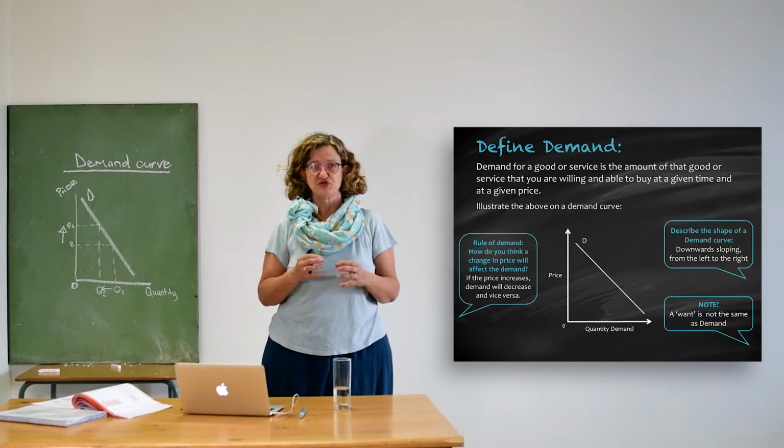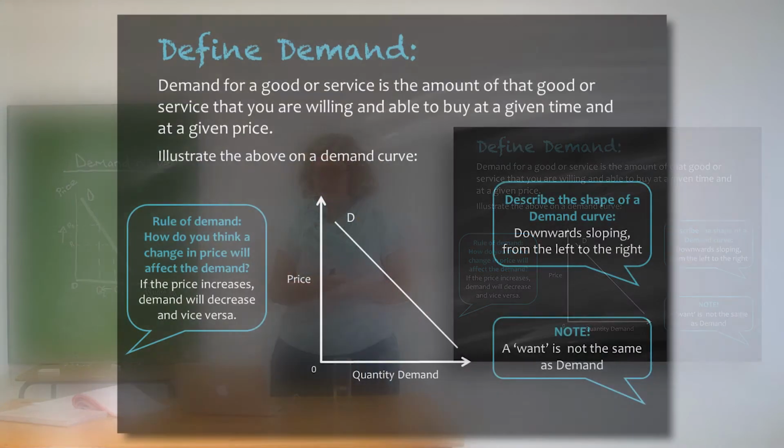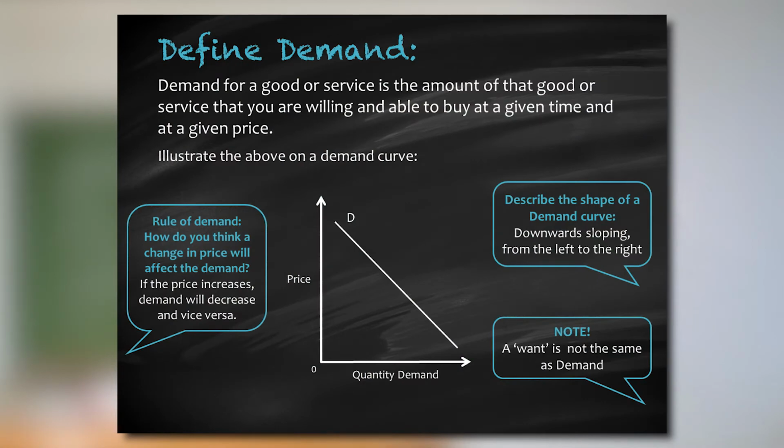Okay, for today's lesson, the first thing that you must be able to answer is, what is demand? Give a definition of demand. Now this can be asked for 3 marks. They say a demand for a good and service is the amount of good and service that you are willing and able to buy at a given time and at a given price. Only then does it become part of demand.